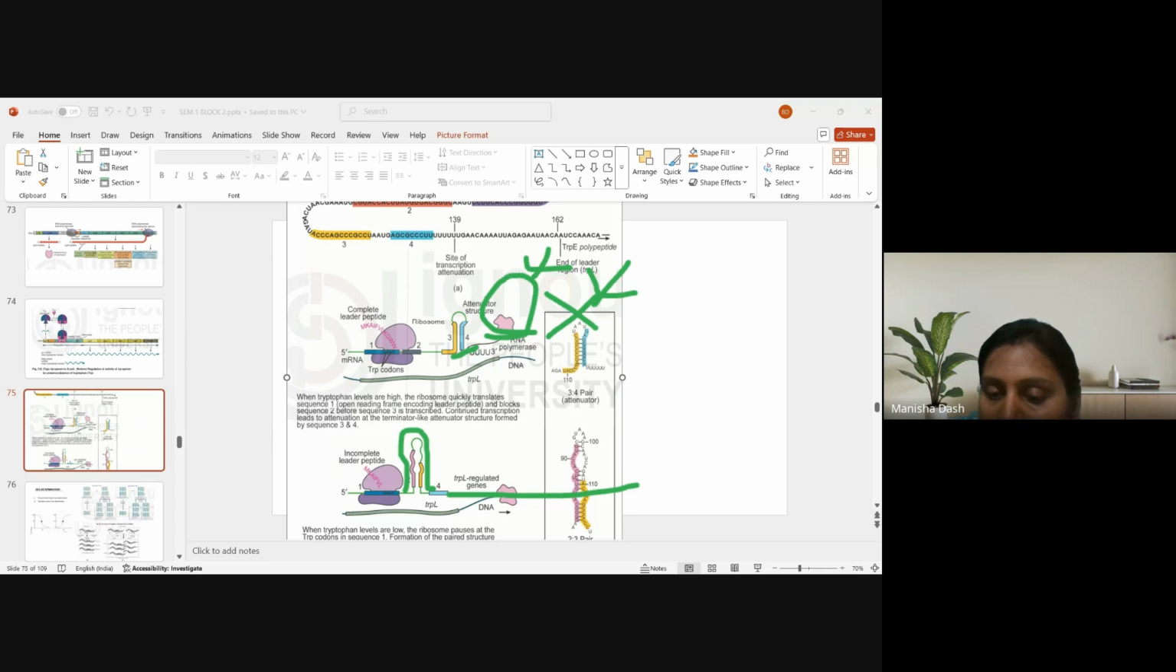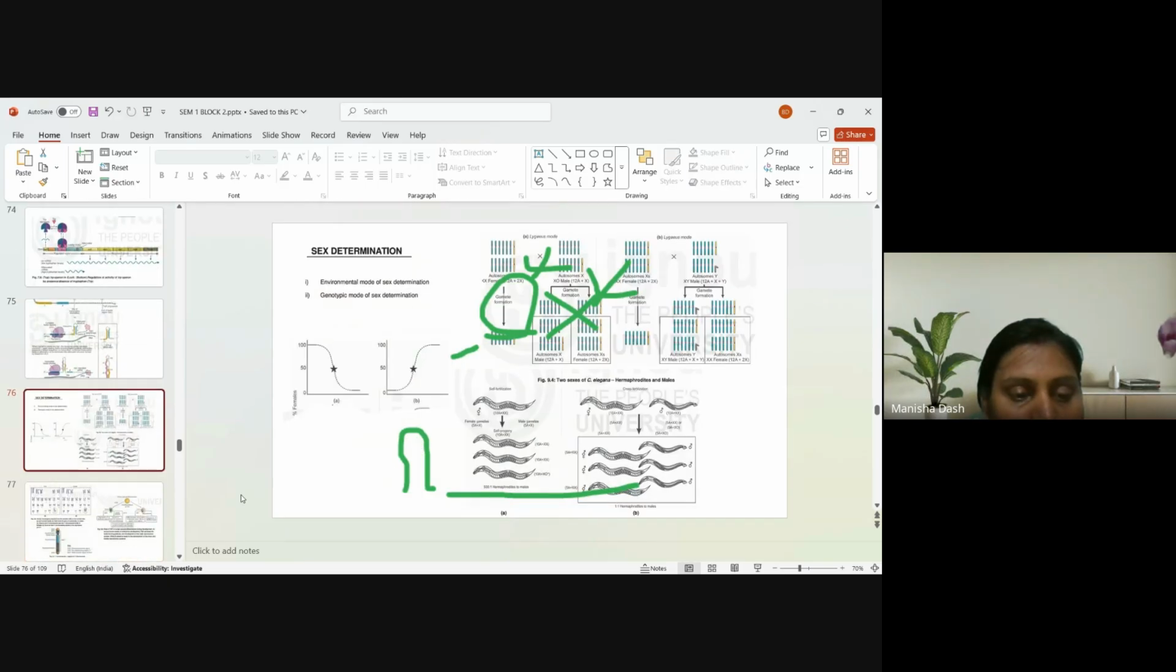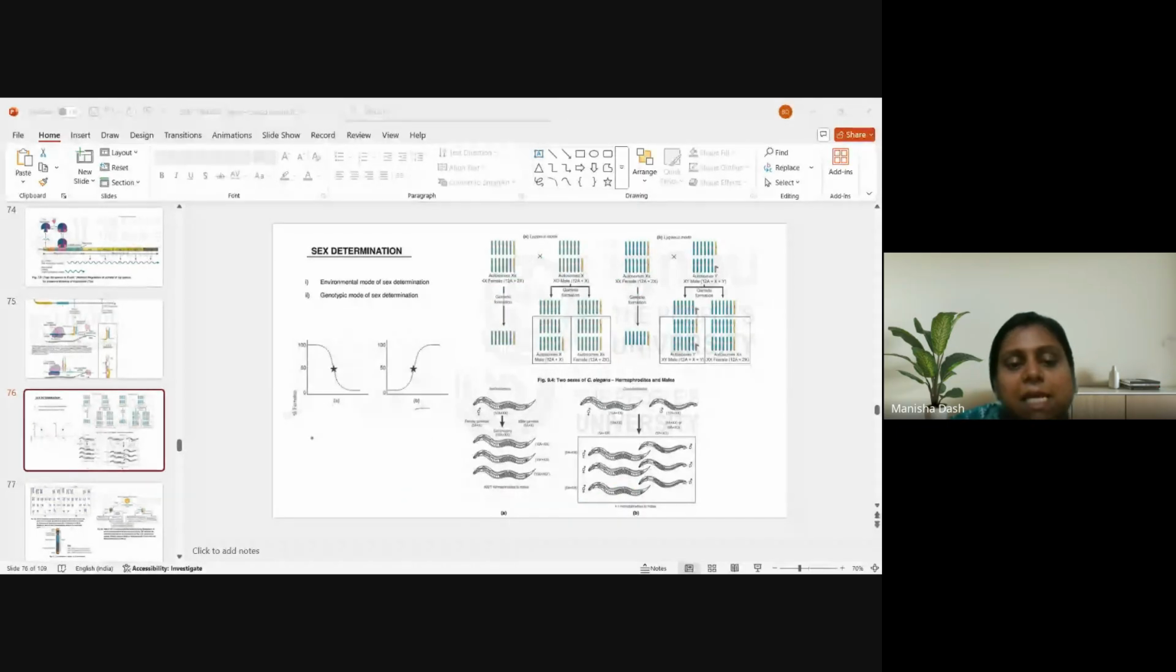Okay, so the next topic is all about sex determination and chromosomal abnormality. Let me explain. Simply, sex determination we can call to assign a specific gender to an individual, whether they will be producing the male gamete or female gamete. Accordingly, the sex is assigned either male or female.